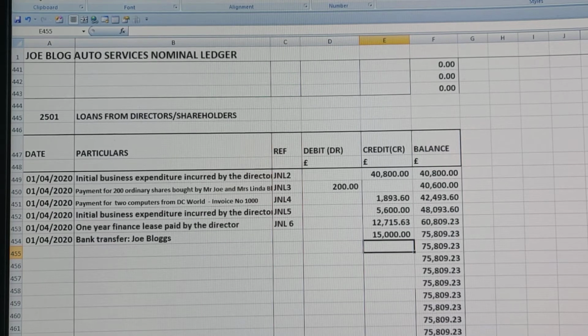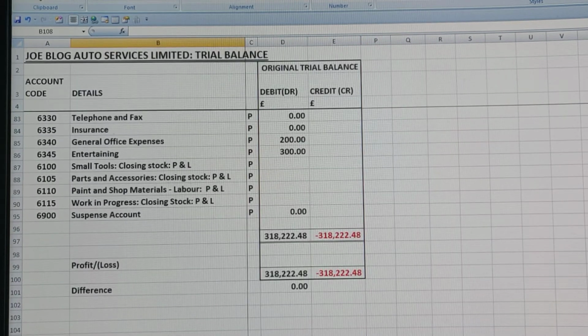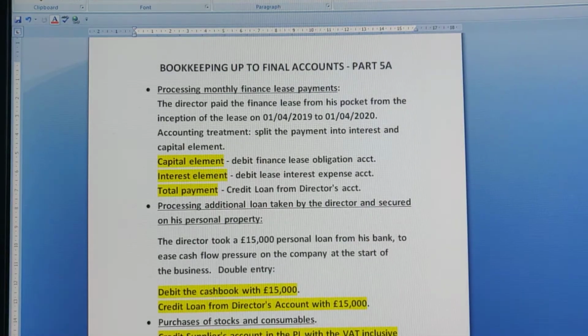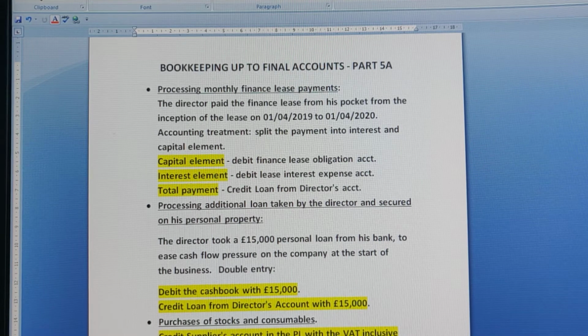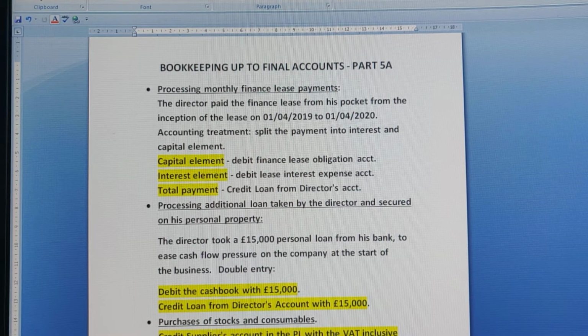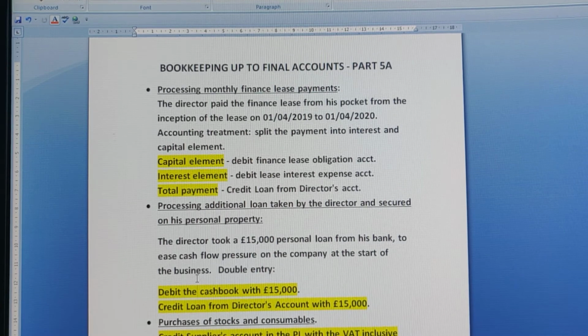So if we look at the trial balance again, the trial balance has balanced because we have done both sides of the entry. Now, let me just quickly repeat again. The personal loan that the director took and lent to the company was moved from his own personal bank account first and then transferred into the company's bank account for use in the business. What we have done is we have debited the company's cash book and credited loan from the director's account. So that settles that.